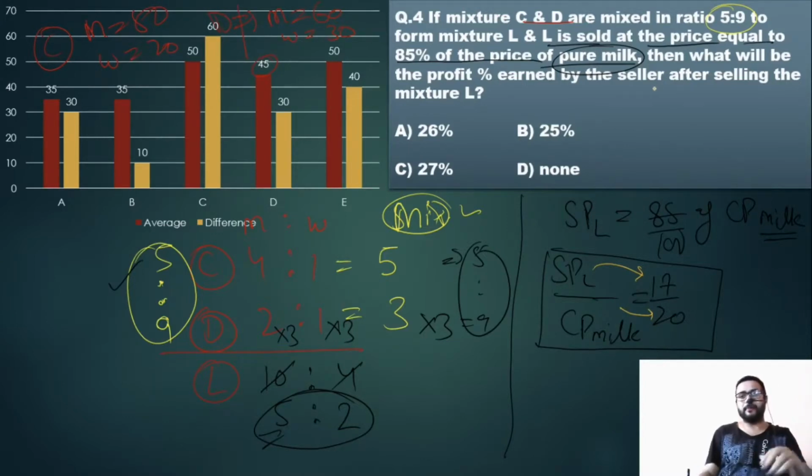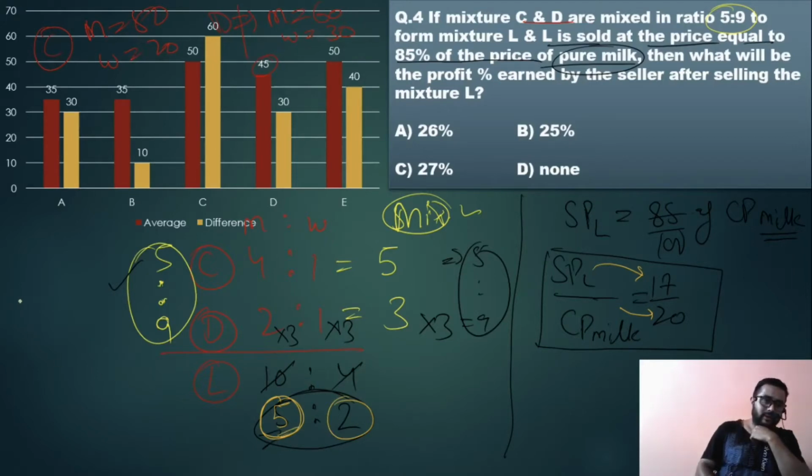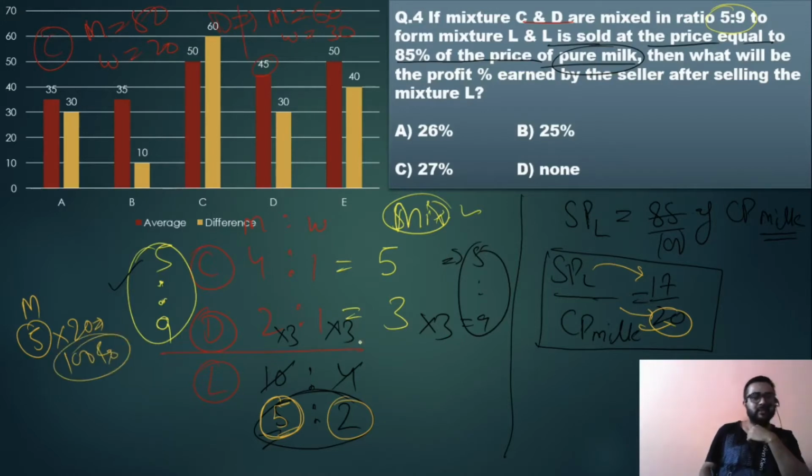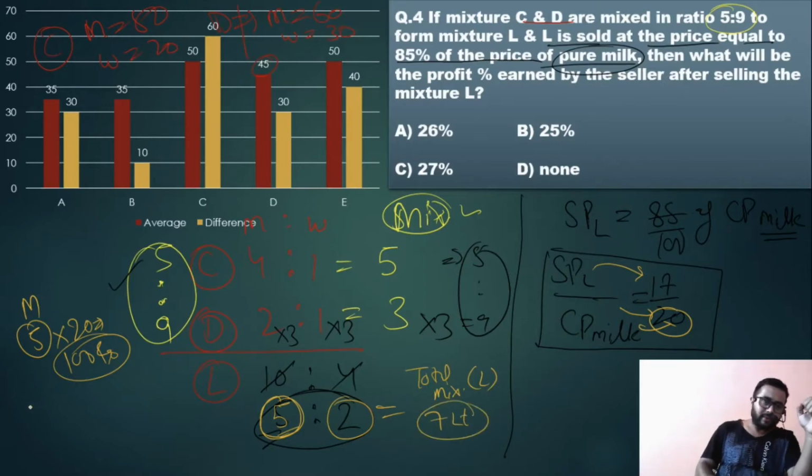Now you have to find the profit. So how will you find profit? Profit is selling price minus cost price. Now see here, you have this 5 liters of milk and 2 liters of water. If your milk is 5 and the cost price of this milk is 20, can I say your cost price will be 100 rupees for the whole mixture. If we talk about SP, what is your total mixture? Your total mixture L is 7 liters actually.